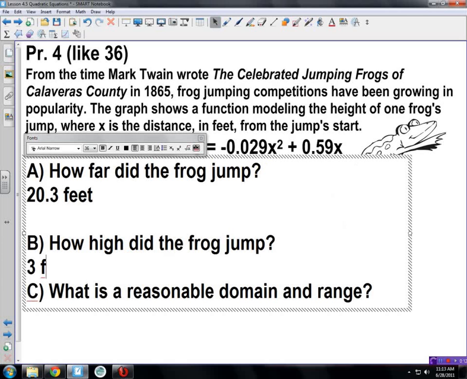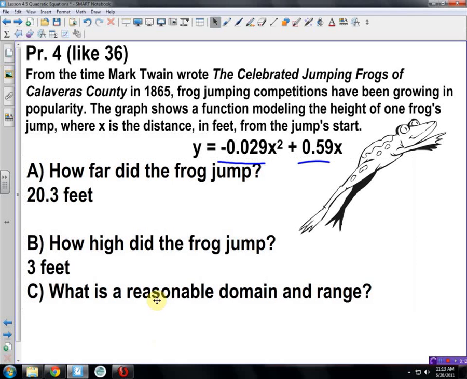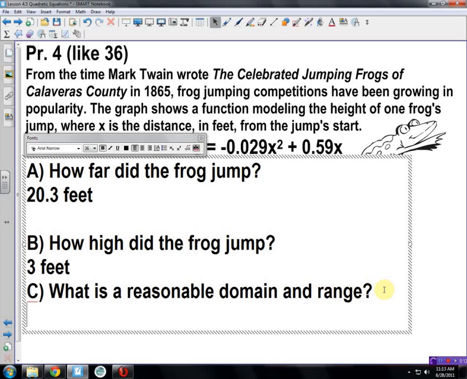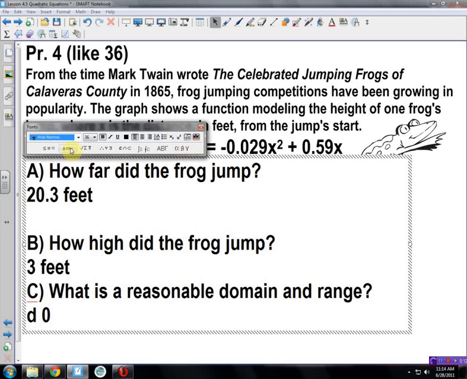And last is, what is a reasonable domain and range? So for domain, what we want to think about is x values. What's the smallest x value? What's the biggest x value? Well, a frog is always going to start at 0 feet, and it's going to move up from there. So 0 is less than or equal to x, which is less than or equal to the highest that a frog can jump.